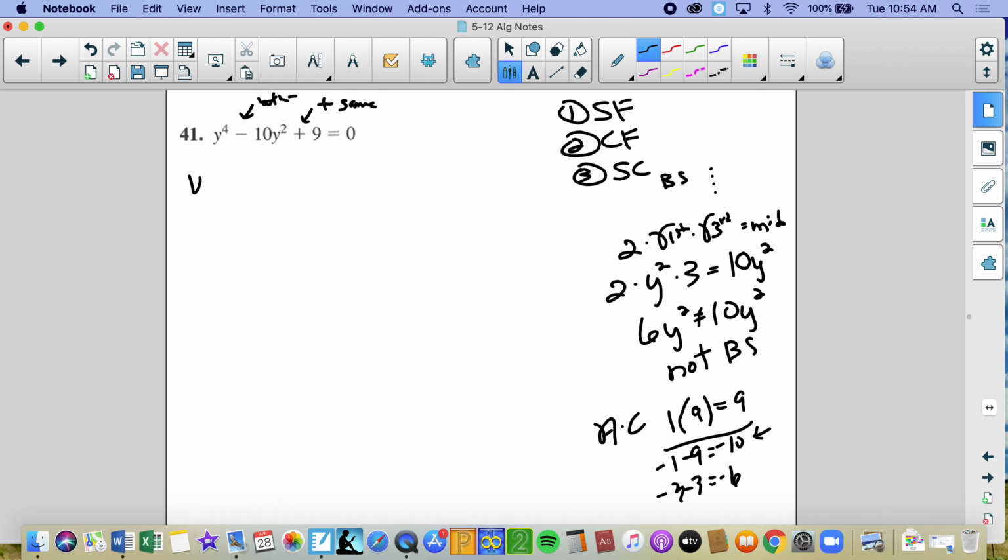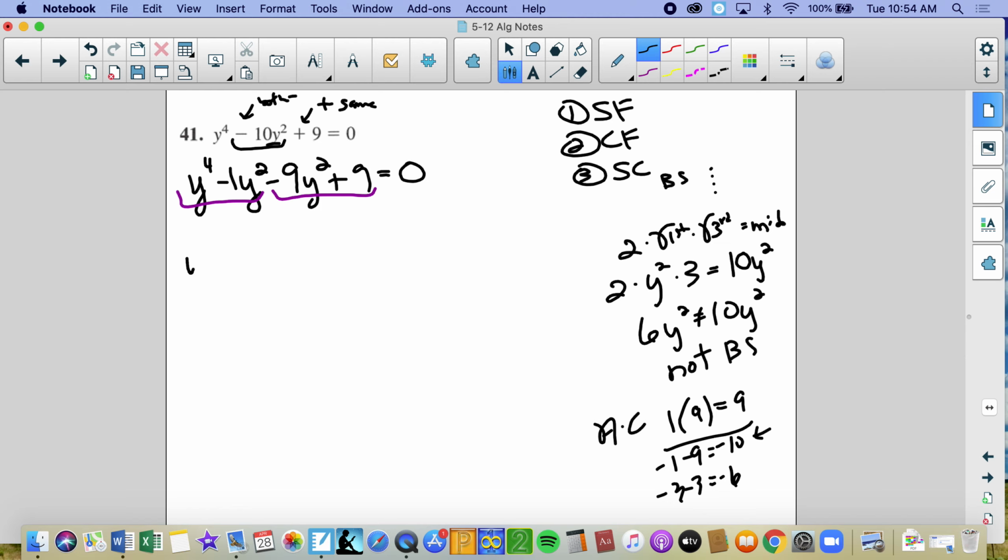So I'm going to take this. Y to the fourth stays. Our first and last stay. It's our middle that we're going to break up, and that variable is always going to stay the same. So we have y to the fourth, negative 1y squared minus 9y squared plus 9 equals 0. Let's factor by grouping.